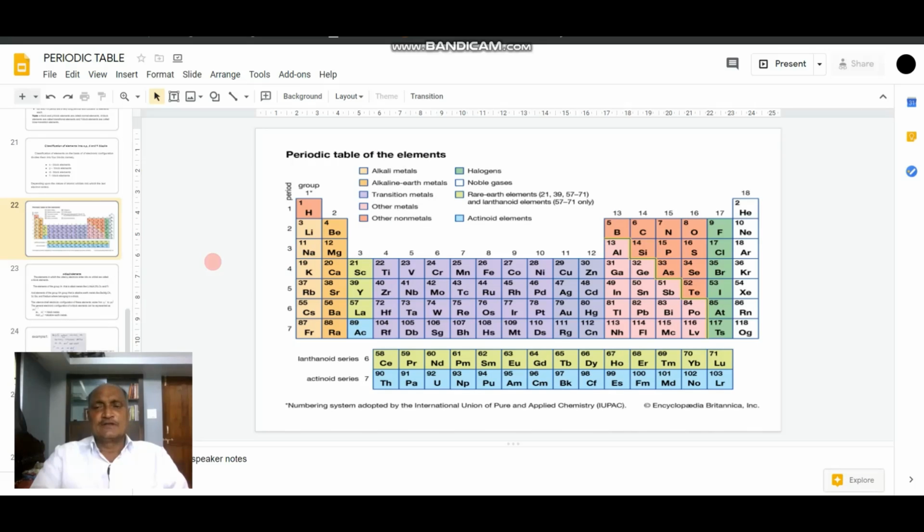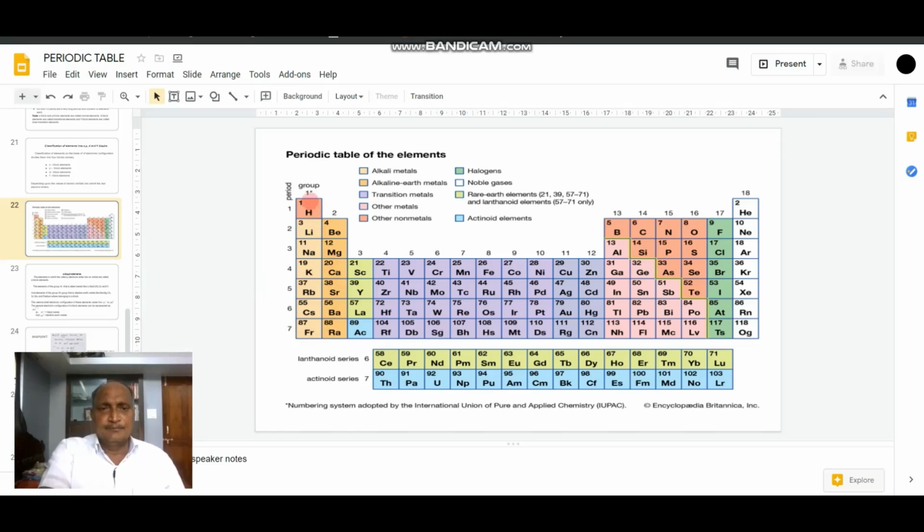So coming to the periodic table, here we are going to observe totally 118 elements till date. All the 118 elements are divided into only four categories or four blocks, namely S block, P block, D block and F block.